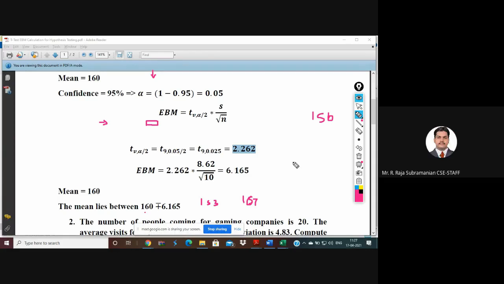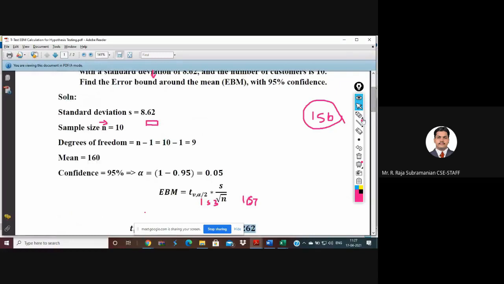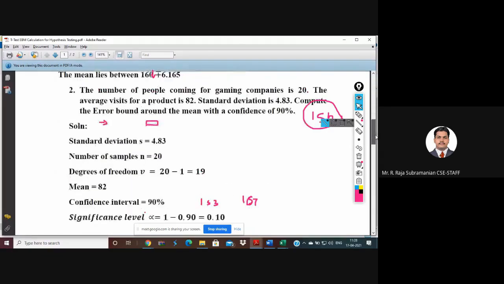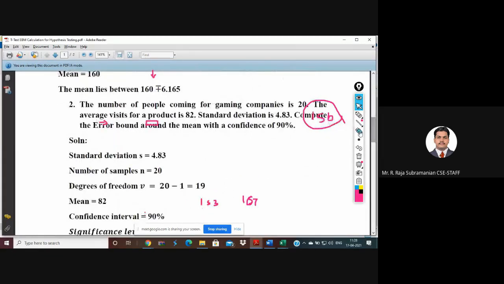At that time, you should not be confused about how we have to find this and that. Just plus or minus 6.165 is there. So it means from 153 point something up to 166.165, that error bound can be there. So whether this value is in the bound or not, if I ask, you should say yes, true, or accepted, like that. You should be able to say, right? I'll be saying one more time also.